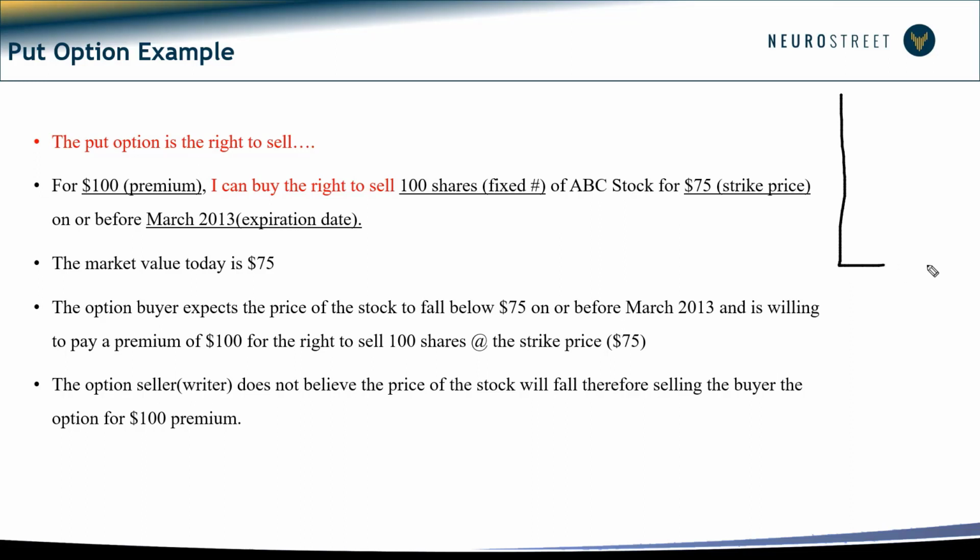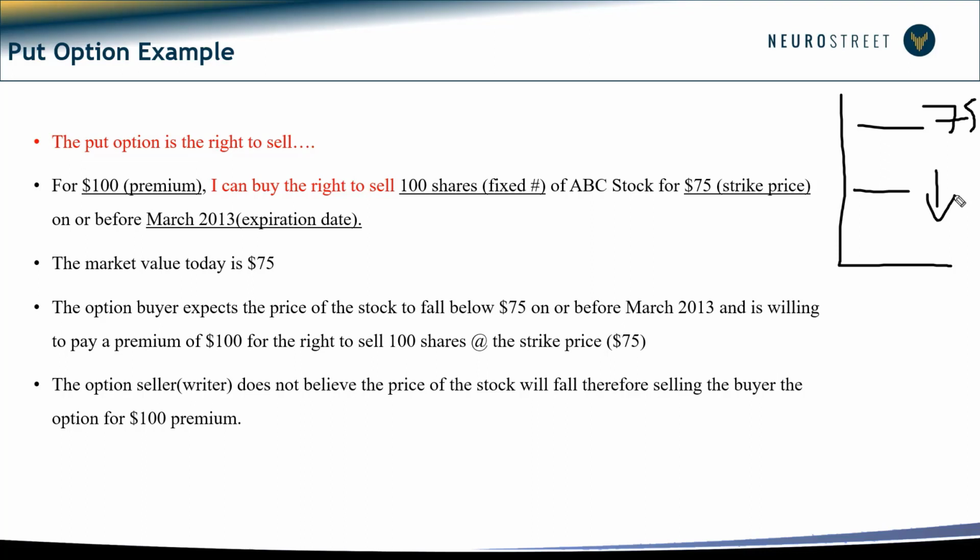Same thing. You think at 75 bucks, the stock is going down. Okay, so you buy for $100, the cost of the option. That's the premium. I can buy the right to sell short. In other words, I'm buying the right to short 100 shares of ABC stock for 75 bucks before the contract expires. And today the stock is worth 75 bucks.